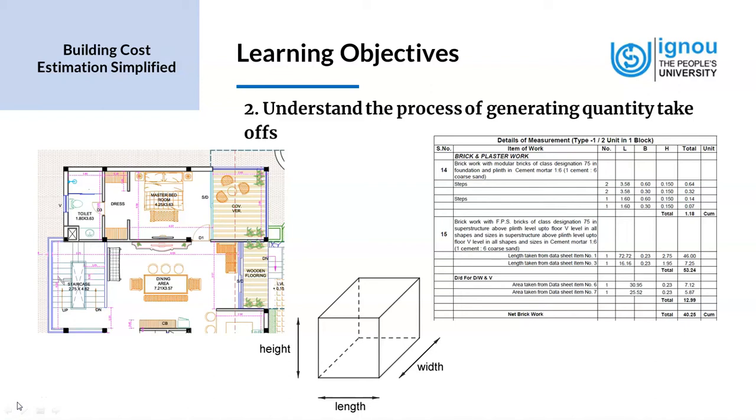It could be the quantity of ready-mix concrete that we are going to use, or it could be the plywood that we are using for scaffolding. So any material that is used on the construction project, to quantify it in order to find the cost of it is an important process. So we will be going through the understanding of this process of generating quantities.